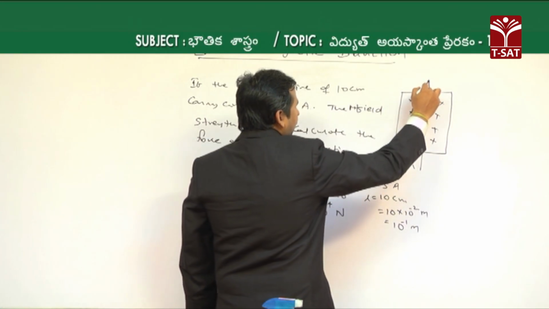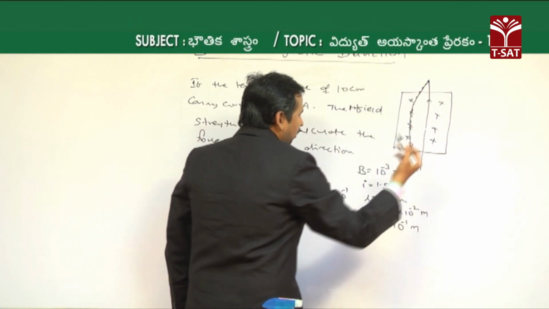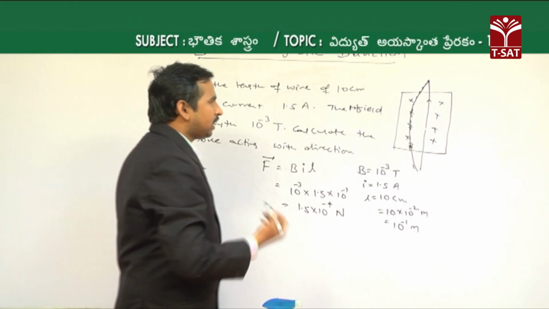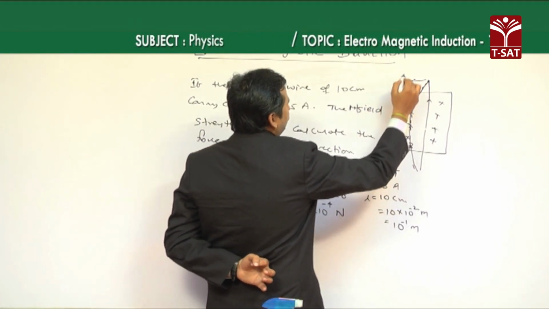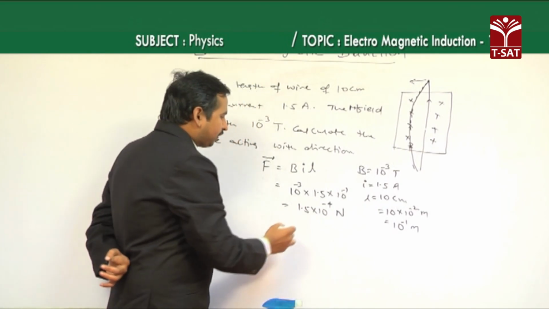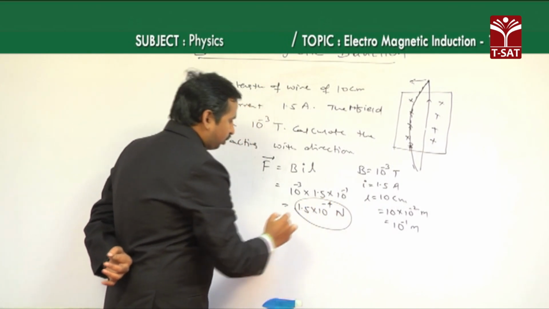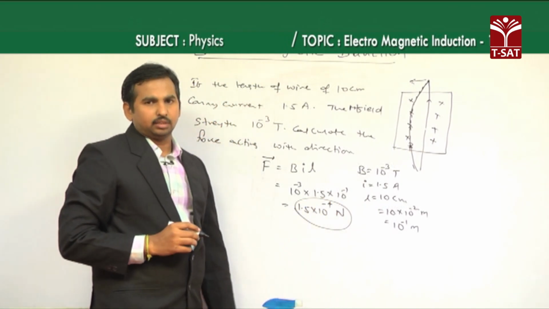Now, the current carrying wire bends, and the direction of the force is acting like this, of which the force acting is 1.5 into 10 power minus 4 newtons, acting here like this.